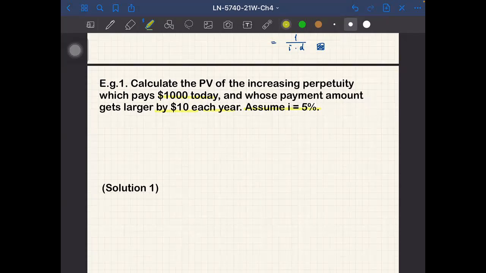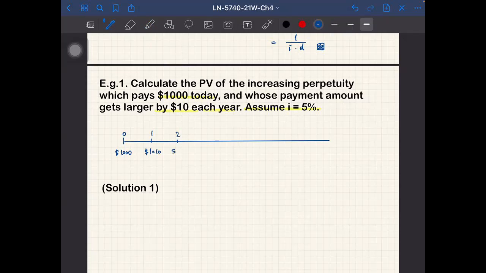So first, we consider the time diagram. The payments start today. At time 0, we have a $1,000 payment. At time 1, $1,010. Time 2, $1,020, and so on. And it continues infinitely many times. And i is equal to 5%.